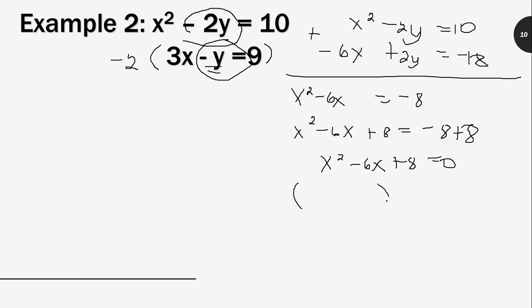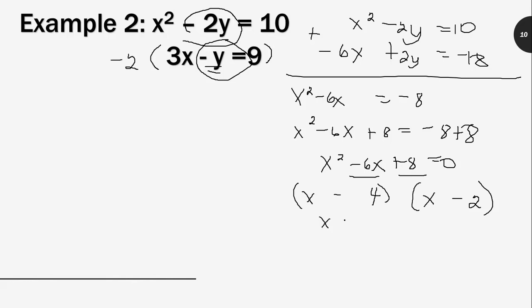And then factor po natin yan. Two numbers multiplied, the answer is x squared. We have x times x. Two numbers multiplied, the answer is 8. And then pag pinag-add po natin, ang sagot ay yung middle term, which is negative 6. So x minus 4, x minus 2.